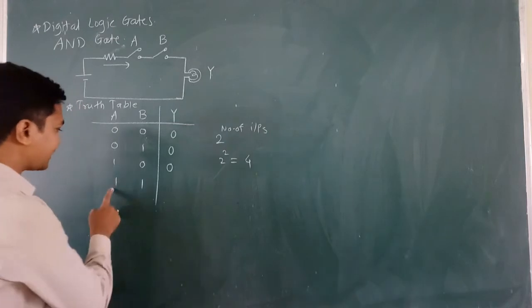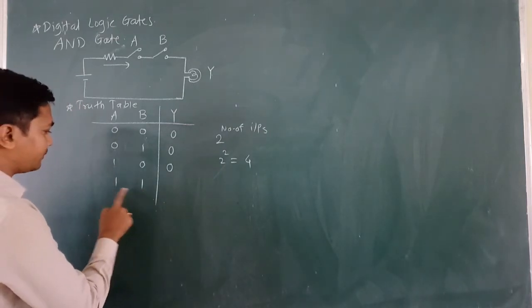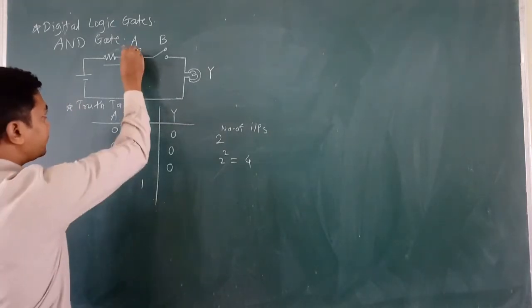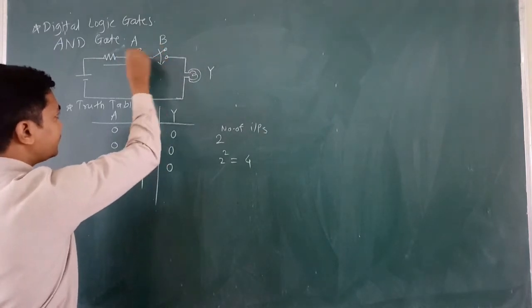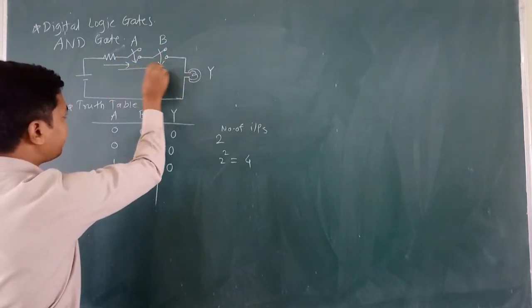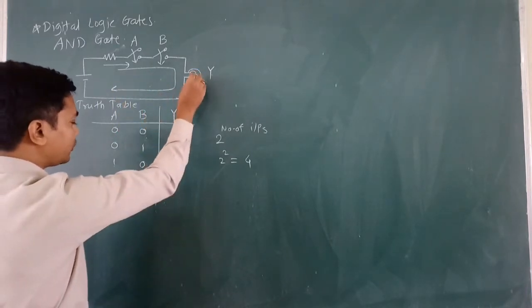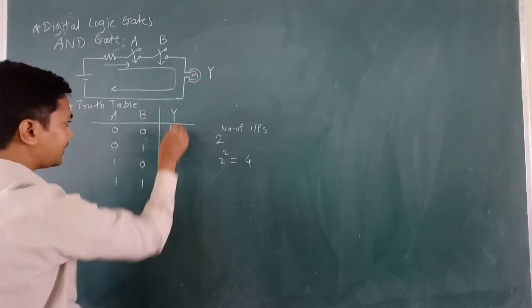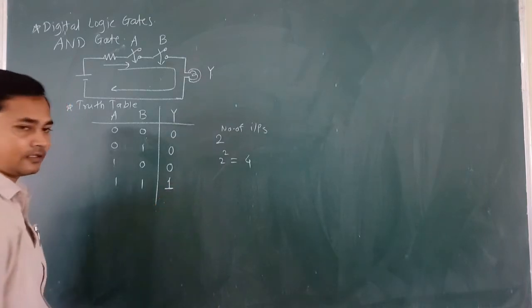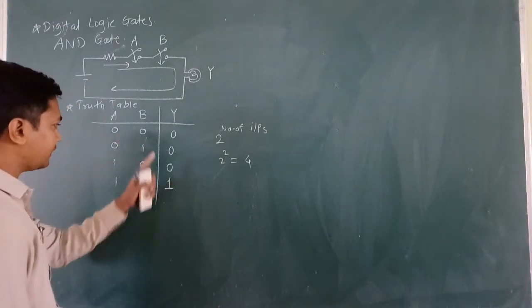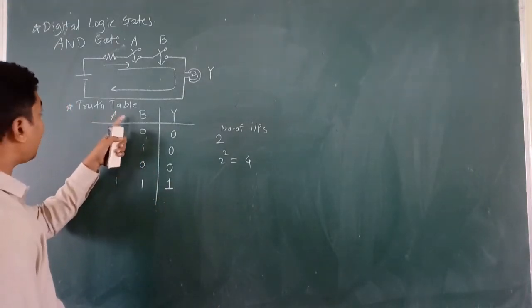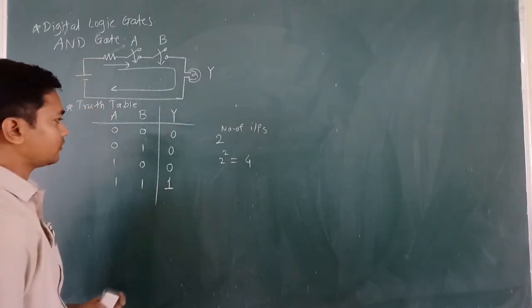Now the last condition, switch A and switch B are both pressed. That means the circuit will be completed and current will flow in this loop. So the bulb will glow, and that's why output Y is equal to 1. Right? So this is the truth table of the AND gate.